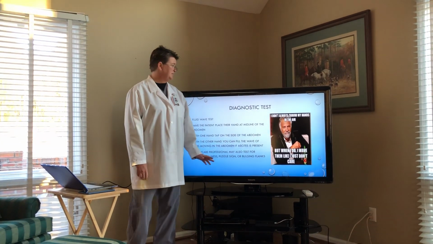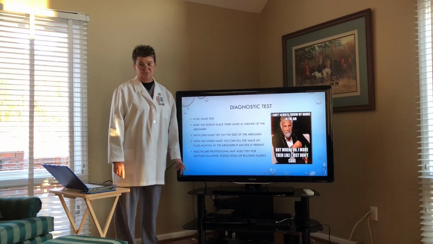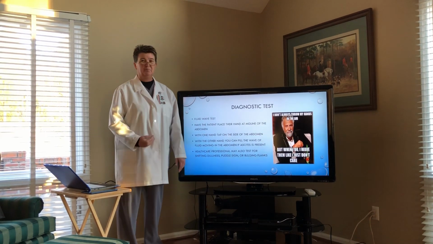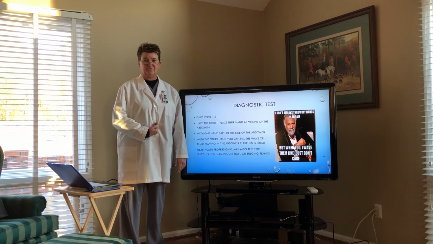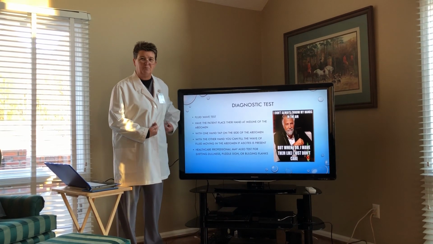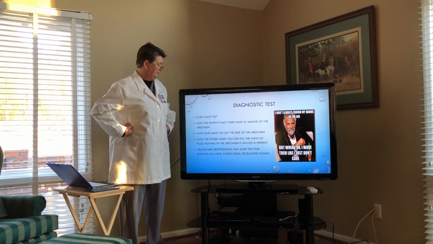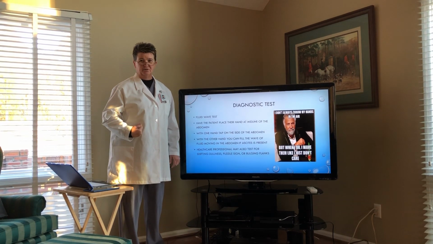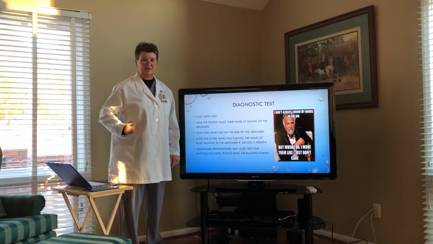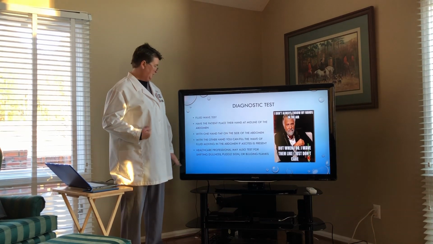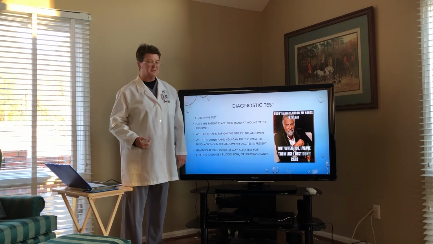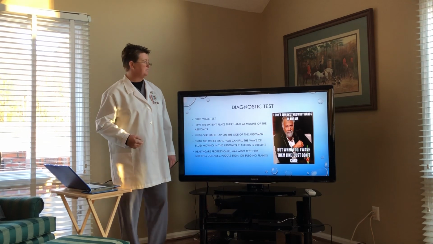One of the diagnostic tests as clinicians that we can do is called the fluid wave test. You would have the patient place their hand midline of their abdomen. The clinician would tap on one side of the abdomen with their hand on the opposite side of the abdomen, and you can feel the movement of the fluid in the abdomen causing a wave-like effect. You can also check for shifting dullness, a pulse sign, and bulging flanks.